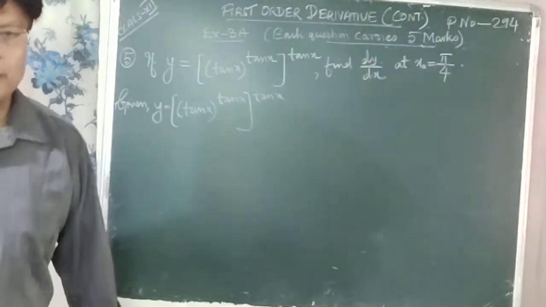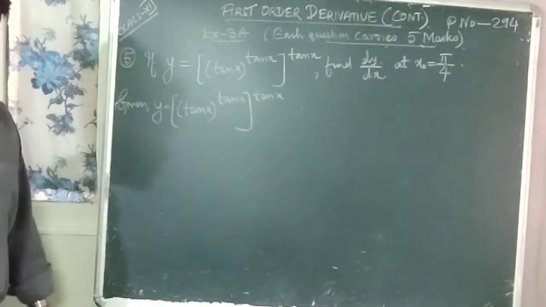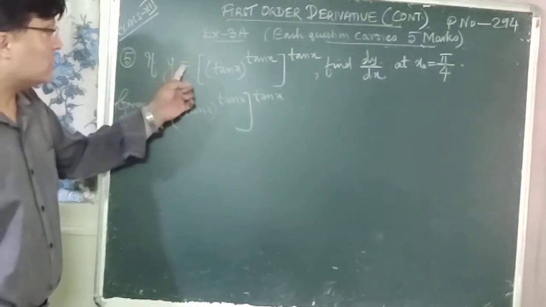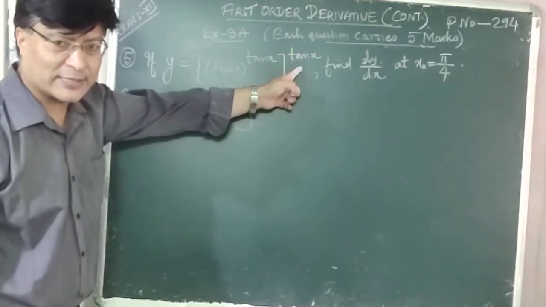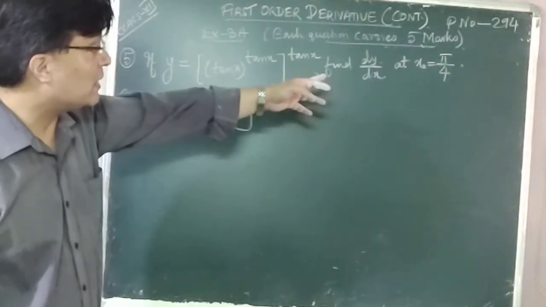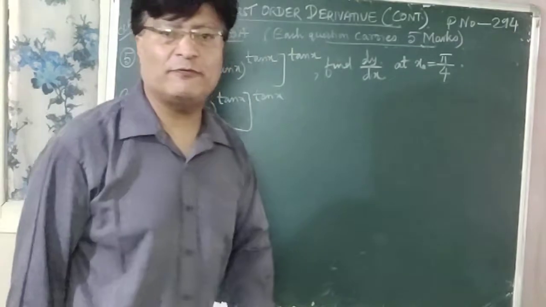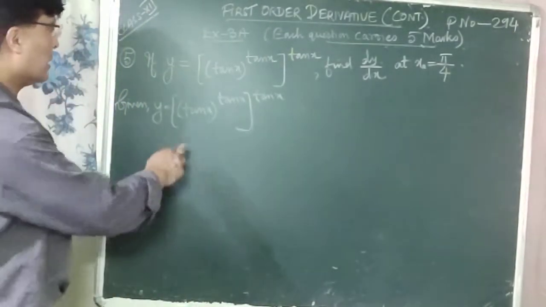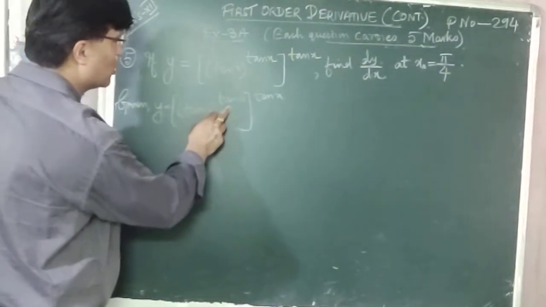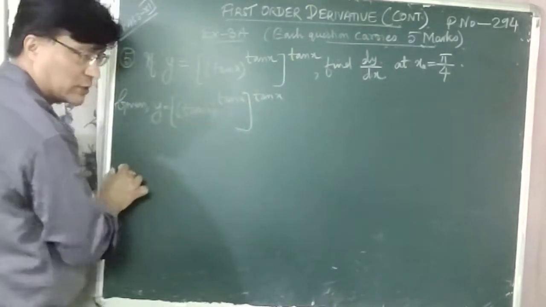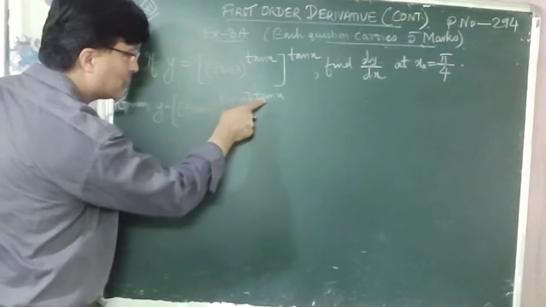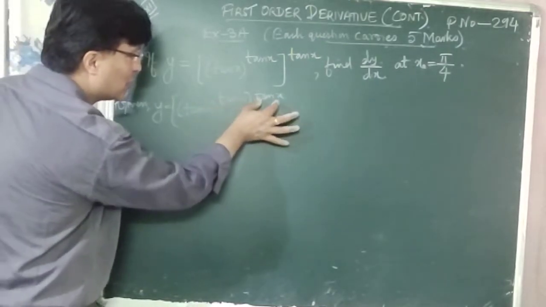So now we are doing the next question, that is question number 5. If y is equal to within the bracket tan x whole to the power tan x, again whole to the power tan x, find dy by dx at x is equal to pi by 4. So here given is y is equal to tan x whole to the power tan x whole to the power tan x. So these are in the powers.